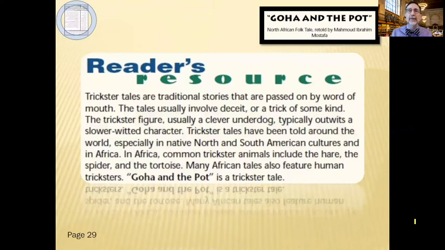Now, trickster tales are traditional stories passed on by word of mouth. That's why it's a folk tale. And they involve these things. They involve deceit. So deceit is when you try to mislead someone on purpose. A lot of times there's a clever underdog who outwits a slower character. Like I said, tricksters often get caught in their own traps. And many African tales feature human tricksters.